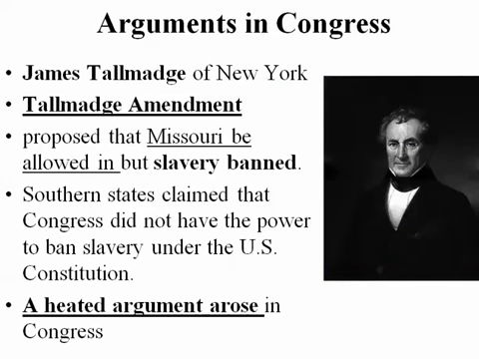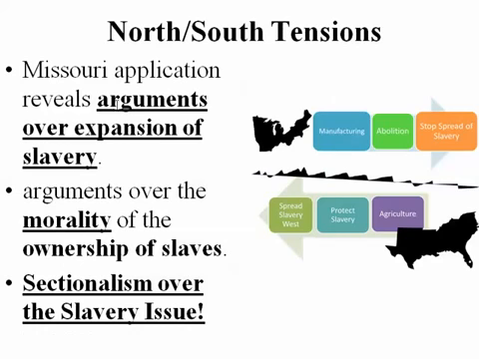So here we have this divisive issue. We have north-south tensions over this political power tug-of-war, over this issue of slavery spreading into this Louisiana territory. So we have north against south again, this ripping of the country in 2. Missouri's application reveals deep-seated arguments over the expansion of slavery westward. And we're going to see that it's going to reveal arguments over the morality of the ownership of slaves, and sectionalism over the slavery issue that's going to lead us toward the Civil War.